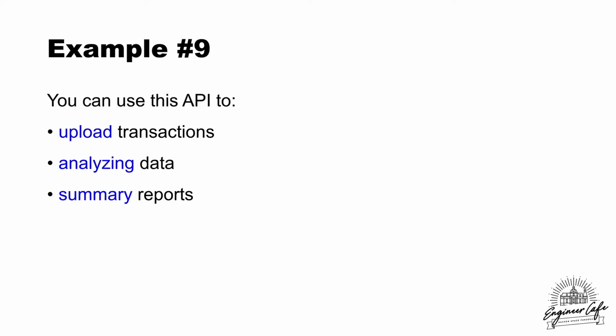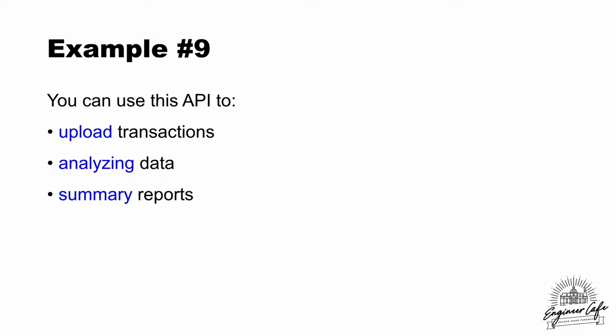Example 9. So this one is a little bit grammatical, but I don't think it's too tough, at least for native speakers. So if we say, you can use this API to upload transactions, analyzing data, summary reports, it kind of sounds wrong, but what's your take on that? I think of all the ones I've seen so far, this is the one I see most often. Yeah. So we're looking at those 3 words: upload, analyzing, summary, and to say it simply, they don't match. Yes, that's probably the best way to say it.